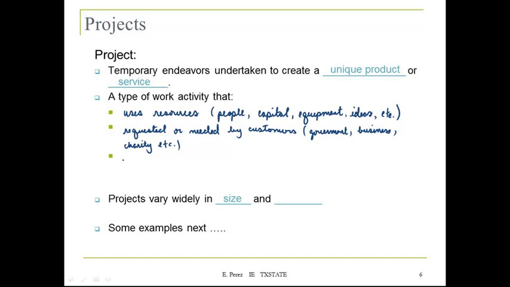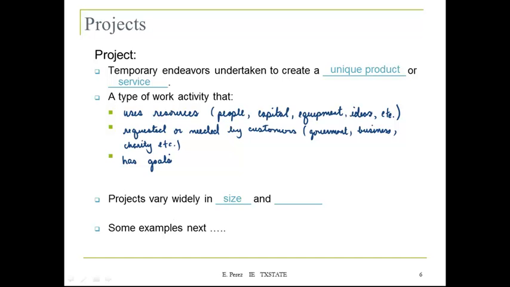And finally, a project has goals. Okay, so it's a type of work activity that uses resources, multiple types of resources. When we say ideas, you need new ideas to create something unique, requested or needed by customers, and has some goals.